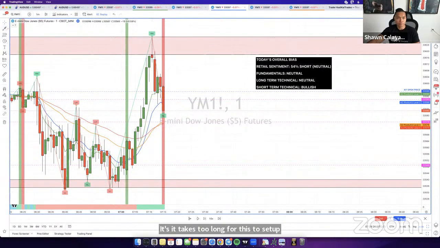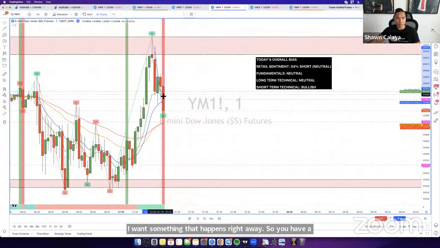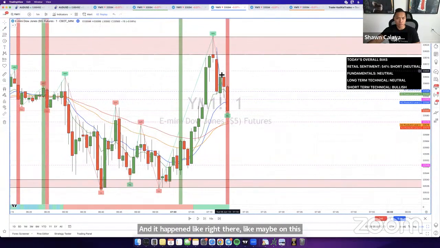So you have a higher high, and I would want this to come down and then happen right there, maybe on this candle. Say this green candle was a red candle and it broke down below. Imagine if these two candles weren't here.